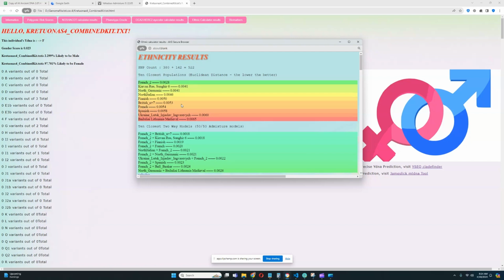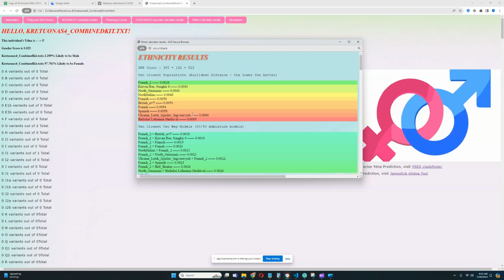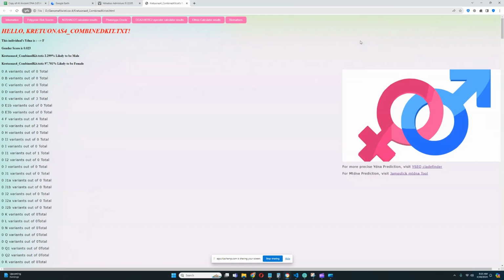So that's quite interesting. And the closest mixture for her is two individuals from France plus seven individuals from Britain. All right, that's quite interesting. And that was done on the basis of 522 SNPs. All right, let's see what she looked like.